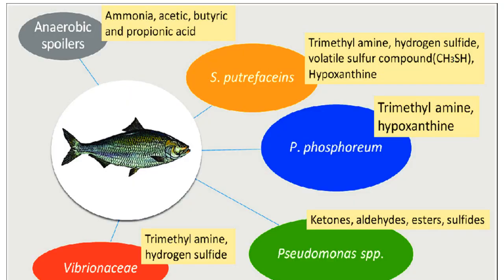Here once again some of the common spoilage organisms and the metabolites they produce are highlighted. Most importantly Pseudomonas, which produces ketones, aldehydes, esters and sulfides. Then Photobacterium phosphoreum, which produces trimethylamine and hypoxanthine, which is very common for surface reaction and producing the fishy smell, this trimethylamine, which I am going to talk about in more detail. Then anaerobic spoilage organisms produce ammonia, acetic, butyric and propionic acid, and Vibrionaceae produces trimethylamine and hydrogen sulfide.